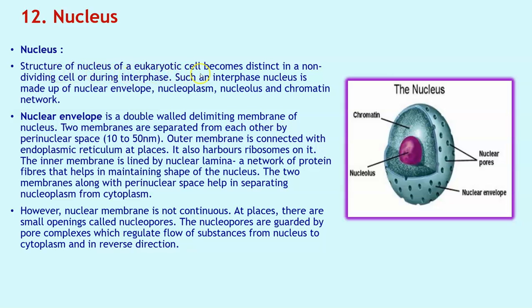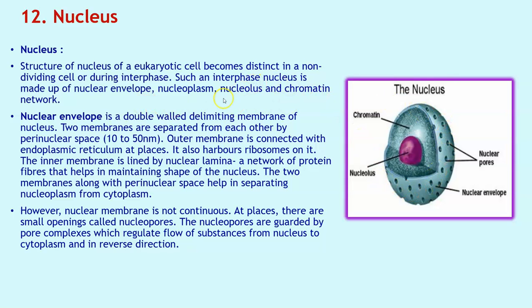The most important organelle in a eukaryotic cell is the nucleus. The structure of the nucleus of the eukaryotic cell becomes distinct in a non-dividing cell or during interphase. Such an interphase nucleus is made up of nuclear envelope, nucleoplasm, nucleolus and the chromatin network.